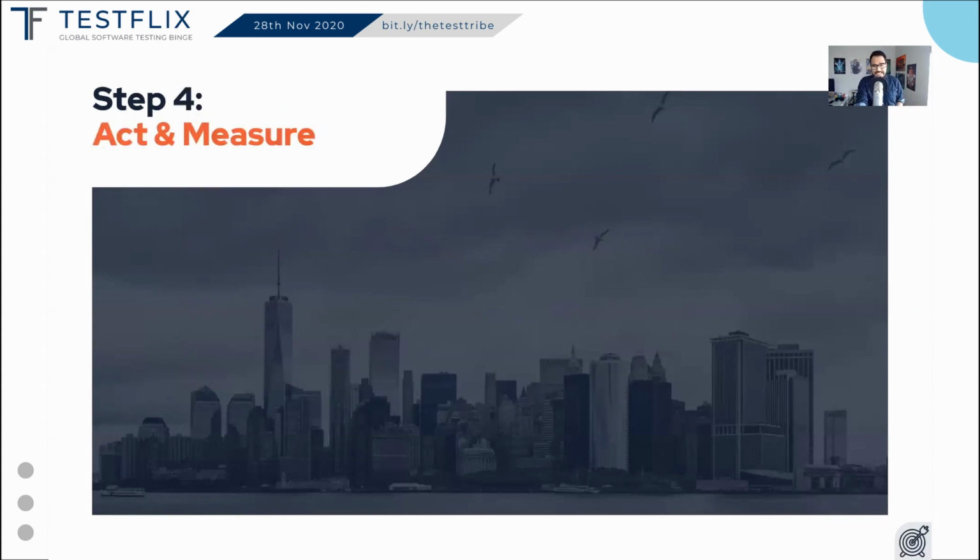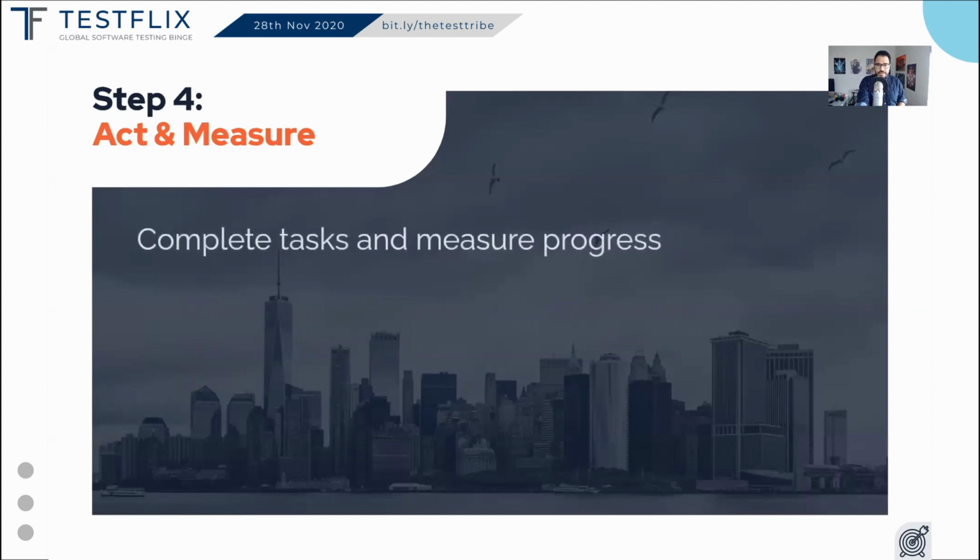Step 4 is to act and measure. Complete tasks and measure your progress. Seems pretty obvious, right? Now that you've quantified everything and prioritized it, just start moving things to in progress and getting things done. But you also need to measure this, right?